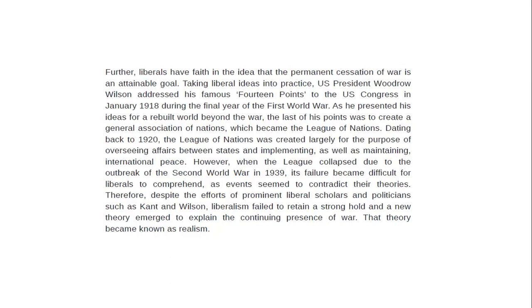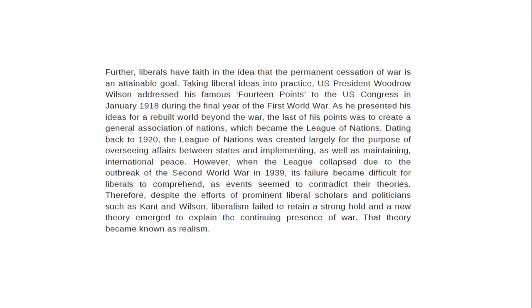Taking liberal ideas into practice, U.S. President Woodrow Wilson. You're going to say, who was Woodrow Wilson? I'll tell you the time frame right now, okay? He addressed his famous 14 points to the U.S. Congress in January 1918. Was I around in 1918? No. My father wasn't around either. This was during the final year of the First World War, as he presented his ideas for a rebuilt world beyond war.